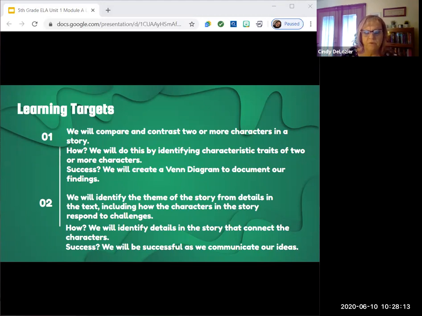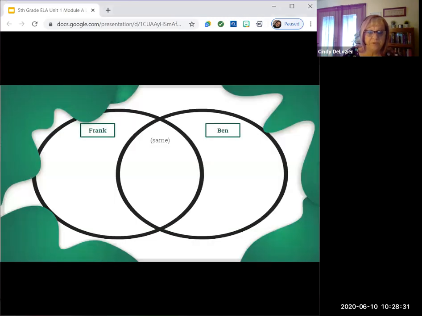We're also going to identify the theme of the story from details in the text, including how the characters in the story respond to challenges. We will identify the details in the story that connect the characters, and we will be successful as we communicate our ideas. We will use the Venn diagram.